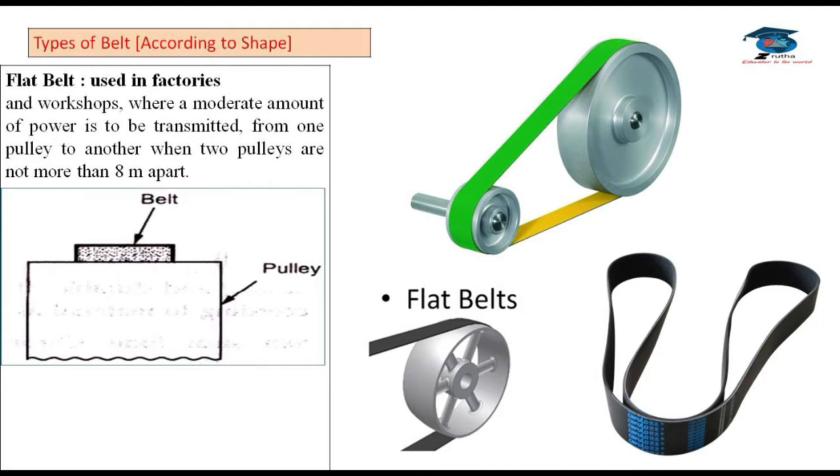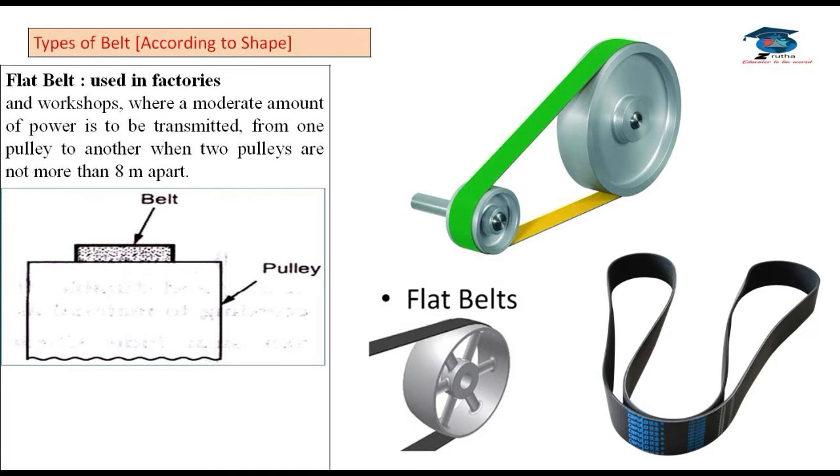Flat belt is used in factories and workshops where a moderate amount of power is to be transmitted from one pulley to another when the two pulleys are not more than 8 meters apart. But there is a problem of slip, or belt slipping from the pulley, due to the variation of tensions and due to the friction.